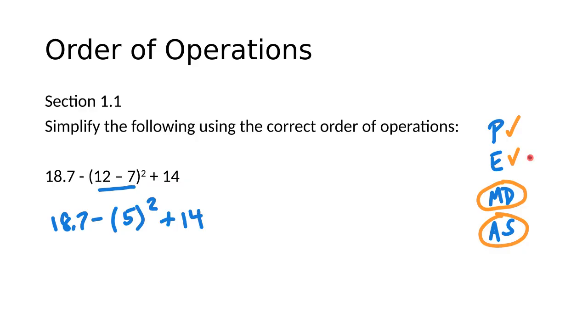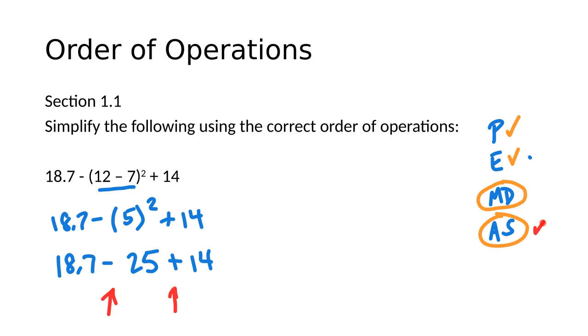Now we have exponents. We have an exponent to do. We have 5 raised to the second power, so we'll simplify that, and we'll have 18.7 minus 5 squared, 5 times 5, that's 25, plus 14. We took care of parentheses. We took care of exponents. Now we're at a place where the only things we have left are subtraction and addition.